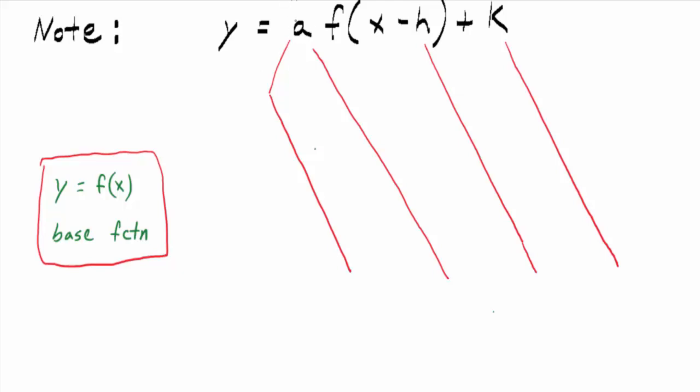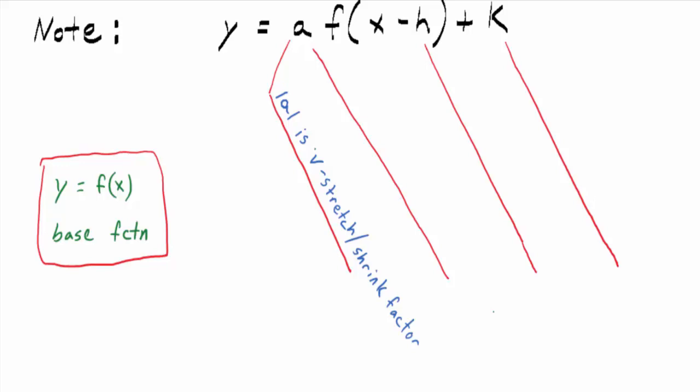So if we multiply by a, then the absolute value of a is going to be the vertical stretch or shrink factor. If a is between 0 and 1, it's a shrink, absolute value of a, that is. If the absolute value of a is bigger than 1, it's a stretch. So the absolute value of a is what I'll call the vertical stretch or shrink factor. Again, if the absolute value of a is a proper fraction, then it's a shrink. If the absolute value of a is bigger than 1, it's a stretch.